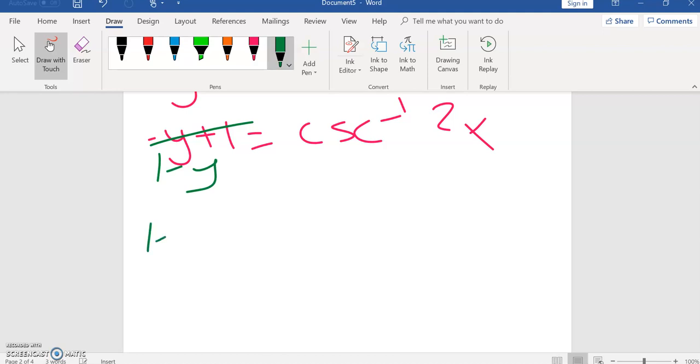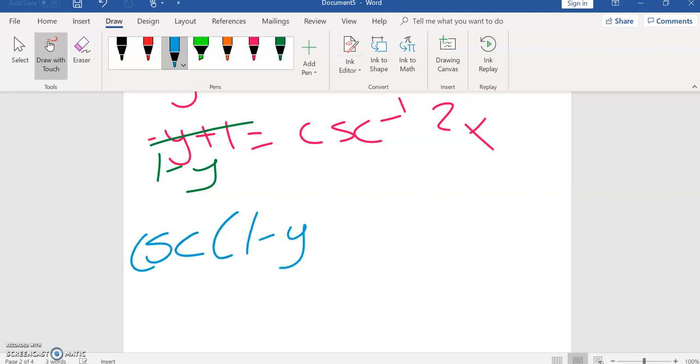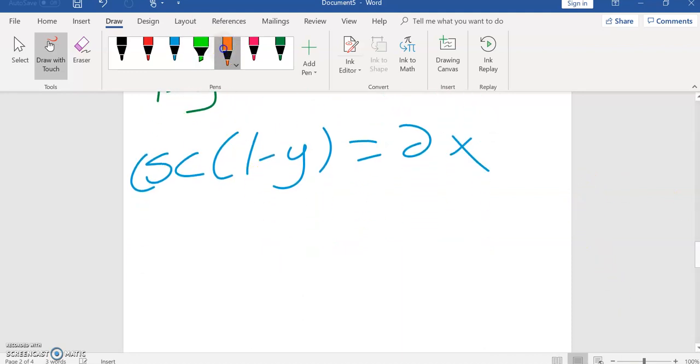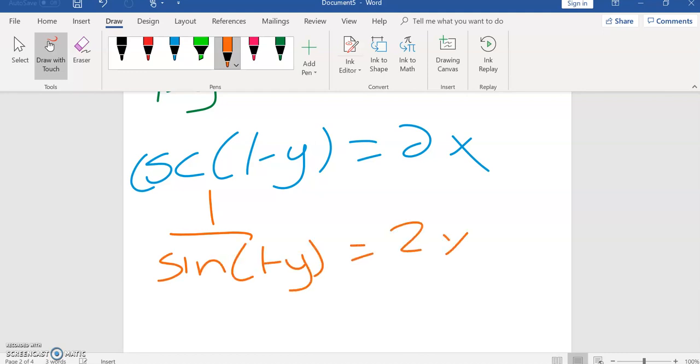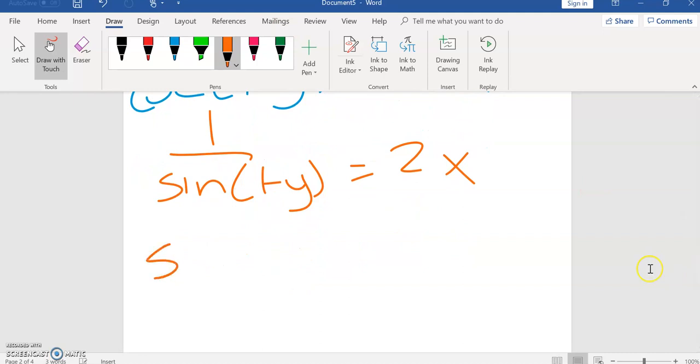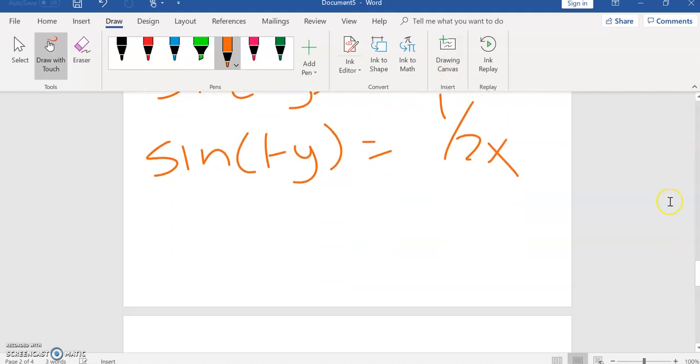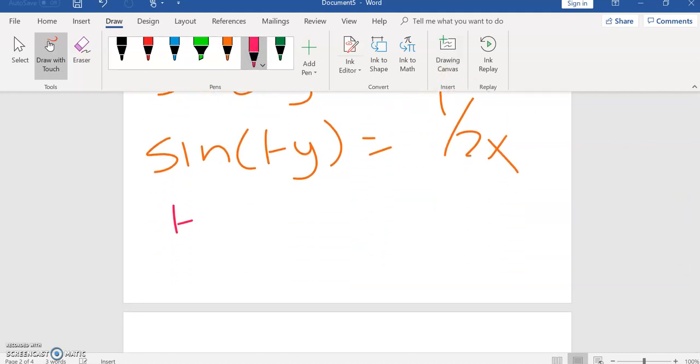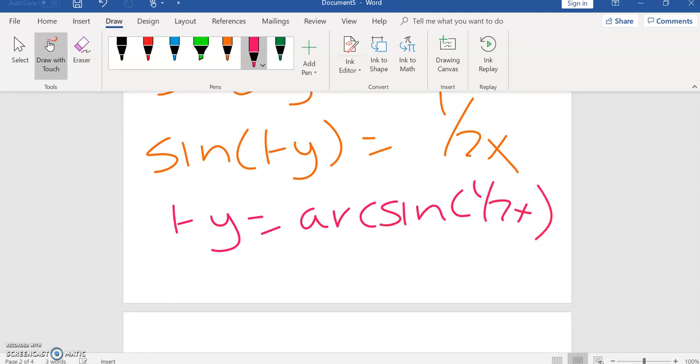I'm going to rewrite this as the cosecant of 1 minus y equals 2x. Oh no, I was jumping ahead of myself here. And then I'm going to take the reciprocal. So 1 over sine of 1 minus y equals 2x. Then I'm going to flip both sides. So this is normal, and this is 1 over 2x. Then I'm going to arc sine it. So I'm going to get 1 minus y equals the arc sine of 1 over 2x.